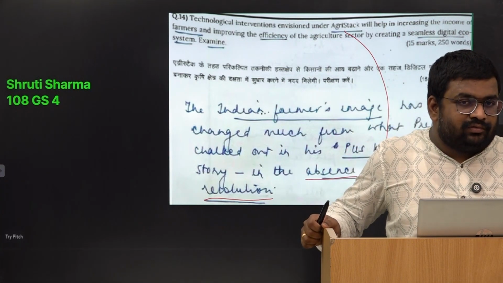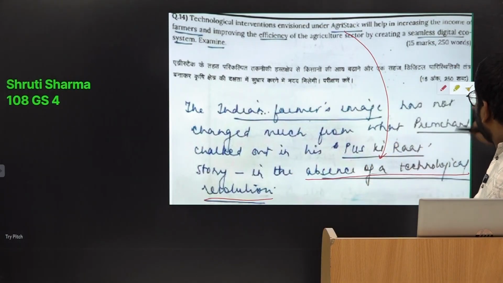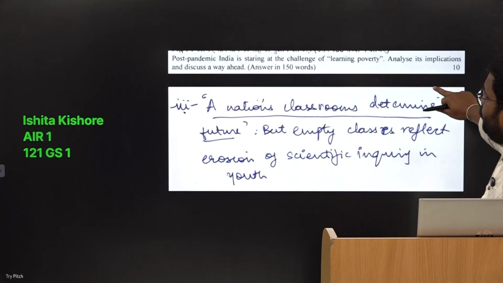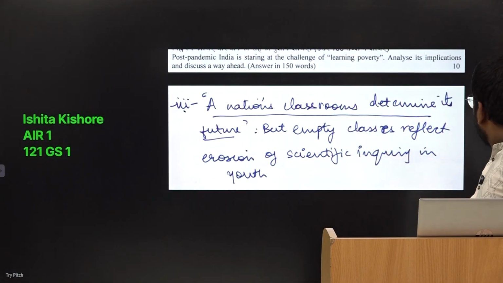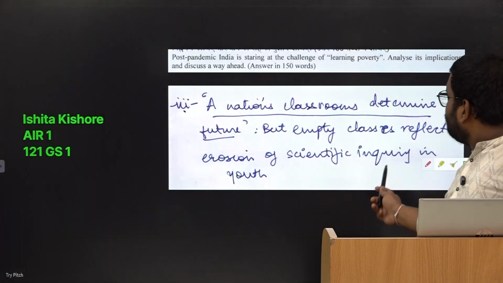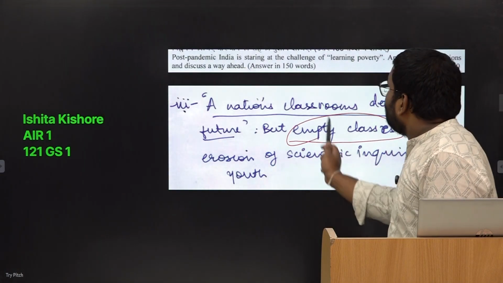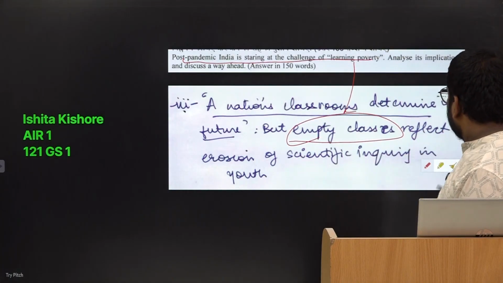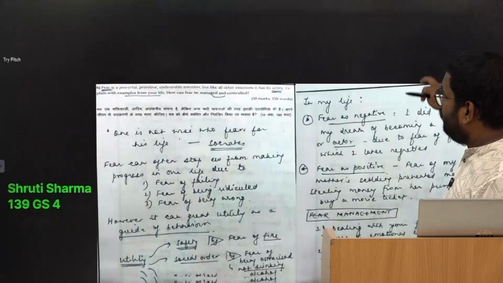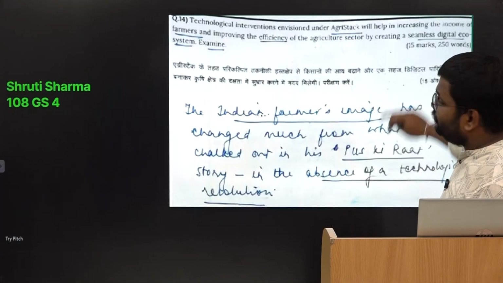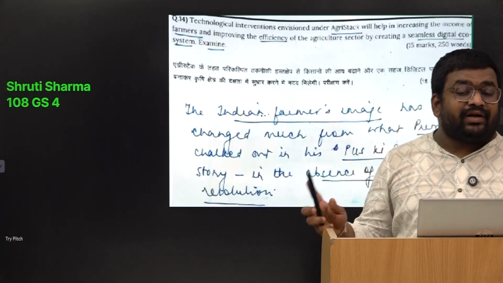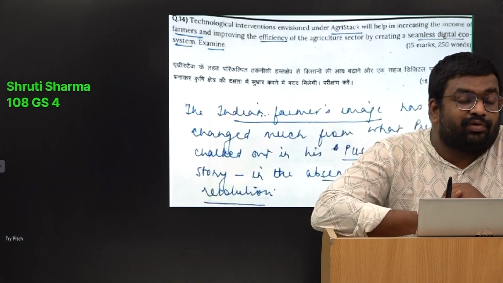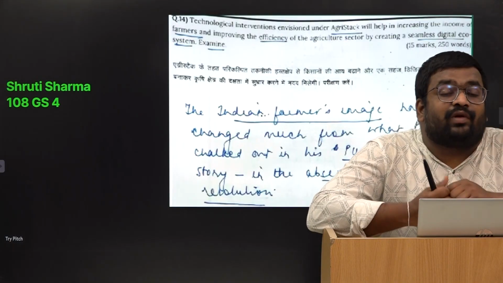So in the second part, she has linked it to the theme of the question, that is, agriculture technology. The same approach was followed by Ishita Kishore, where she used the quote on the nation's classroom determining the future, and in the second part she linked it with the theme of the question, that is, post-pandemic India and learning poverty. The same thing was done by Shruti Sharma. So out of the 20 answers that you will be writing, if you can bring such innovations into 2 to 3 questions, that will add refreshing value to your answers.